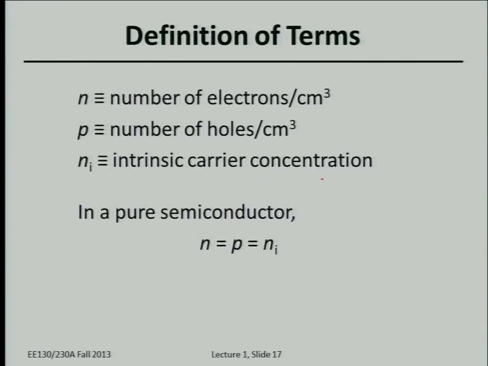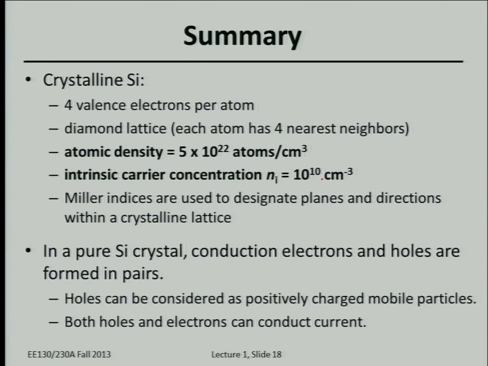And so this is just definition of terms. n is the concentration of negatively charged mobile carriers, that's electrons. p is the concentration of positively charged mobile carriers, holes. And if it's a pure semiconductor, it's always equal to n sub i, the intrinsic carrier concentration. Okay, so that's just terminology. And that's it. The summary slides just summarize what I said.